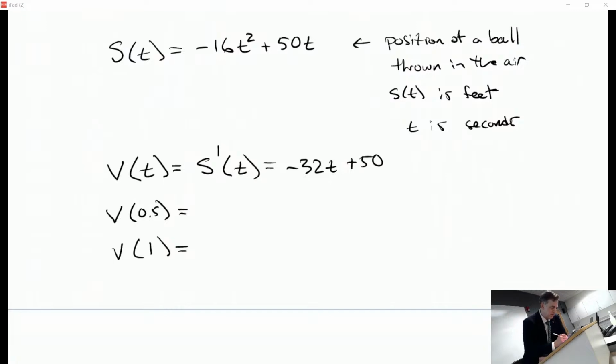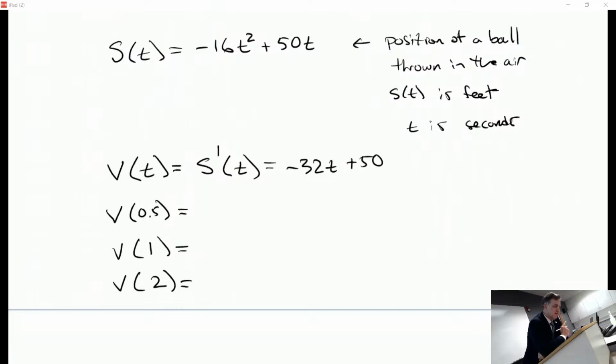Oh, you know what? I could have done v of 2. Let's do v of 2 as well. Could I have done v of 3? I just realized, with v of 3, this thing isn't going to hit the ground. Well, anyway, it doesn't matter at this point. Let's just do v of 0.5, v of 1, and v of 2.